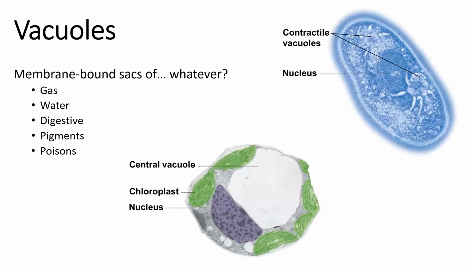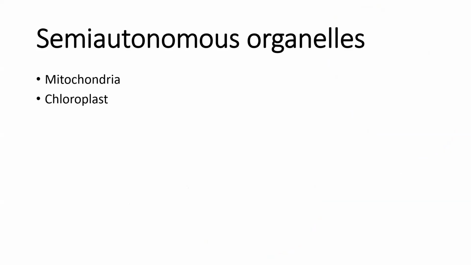Vacuoles are membrane-bound sacs of whatever. They could be gas, water, digestive material, pigment, or poisons, depending on what you are. You can see there are numerous types of vacuoles. You can see central vacuoles, and contractile vacuoles in a plant cell, for example, or in other organisms that have contractile vacuoles within them.